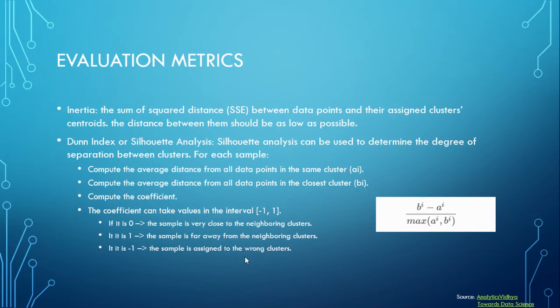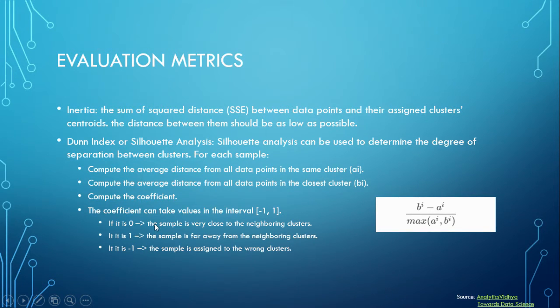Another method is to get the Dunn index or the silhouette analysis. In this, what we do is we calculate the average distance of all data points from the same cluster and the average distance of all data points in the closest cluster and compute the coefficient. So this would be the inertia, and this would be the inertia, and this would be the distance between the clusters.